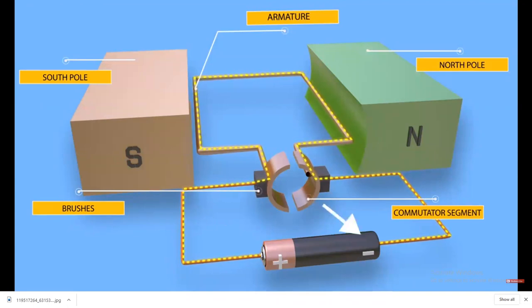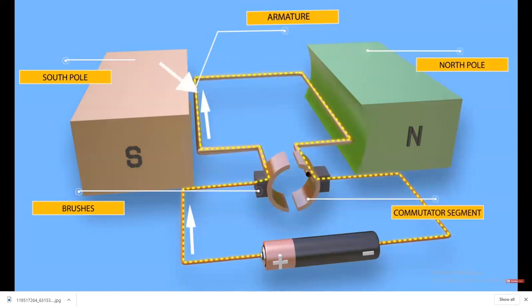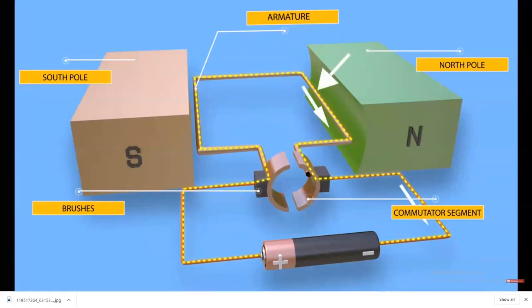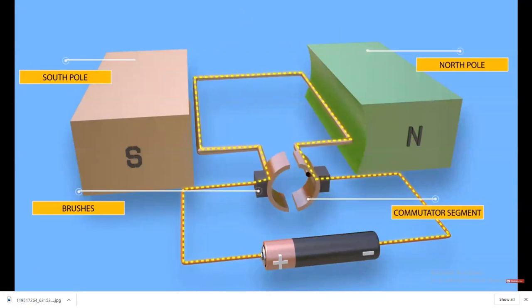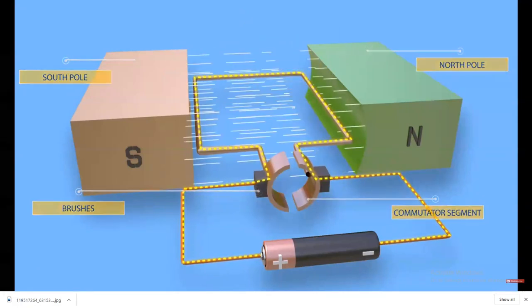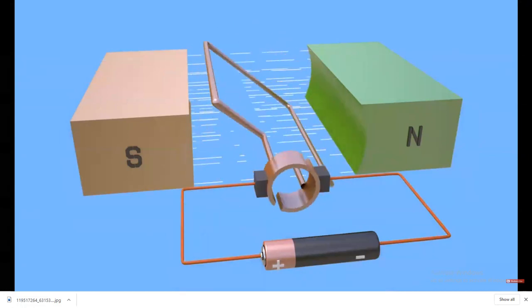As we see, the positive terminal of the battery is connected to the left conductor of a turn, and the negative terminal is connected to the right conductor of a turn. In the model, the north pole of the magnet is placed near the left side, and the south pole is placed near the right side of the turn. Current in the left side flows inward, and current in the right side flows outward. As we see, the conductors are carrying current and are placed in a magnetic field. Both of them experience a mechanical force acting on them.